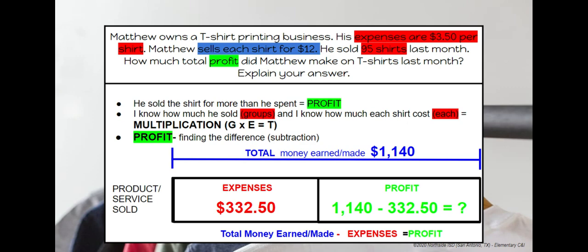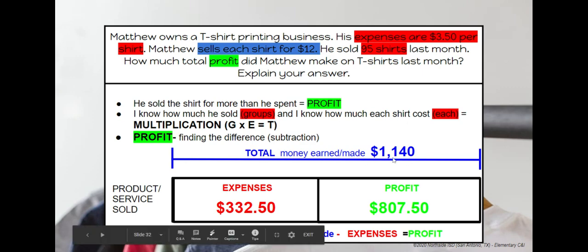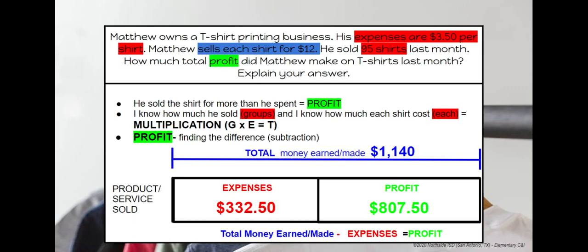All right, guys, when you guys subtracted that, what did you get as your answer? If you got $807.50, then you are correct. So that money that he earned, the money that he earned was 1,140. That's not how much he profited because he did have to spend $332.50 to buy the shirts. So his profit is $807.50.